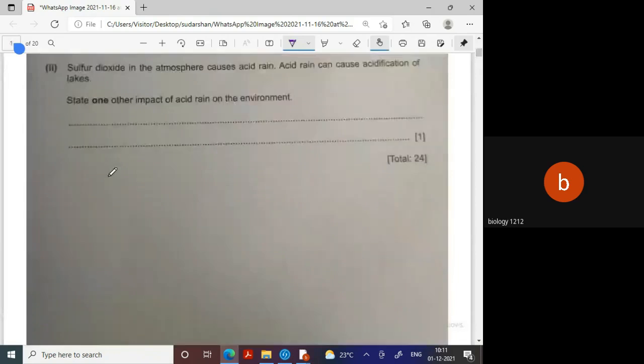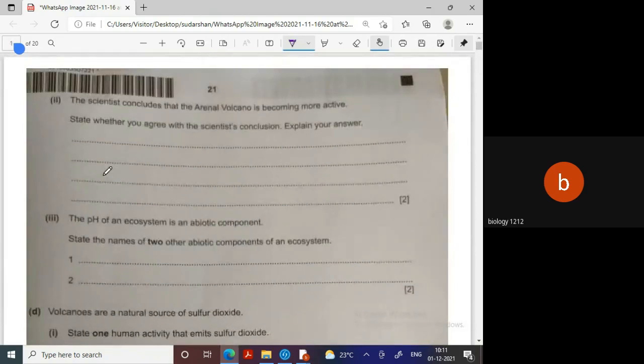Now the first question based on this one is, state whether you agree with the scientist's conclusion, explain your answer. Yes, we agree. First, always mention, yes, I do agree with the statement. Reason, because the pH is decreasing. Okay, this is very important. First, your statement, yes, and the pH is decreasing, or the water is becoming more acidic.